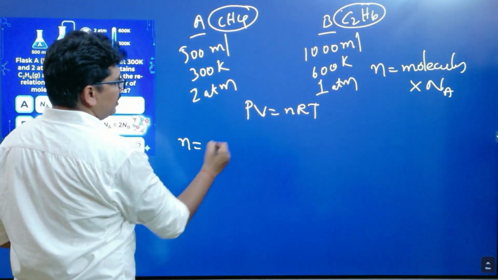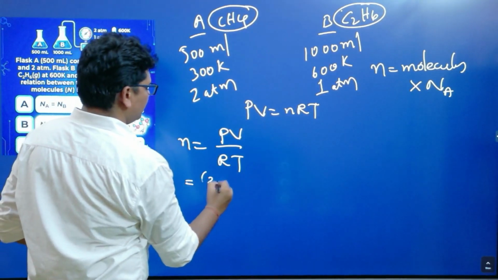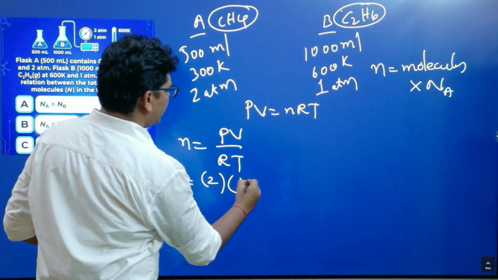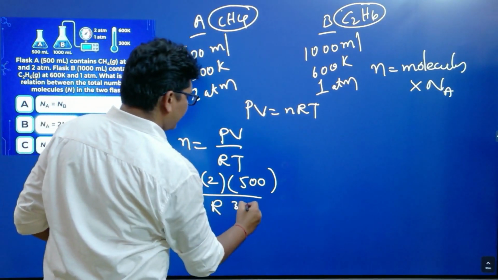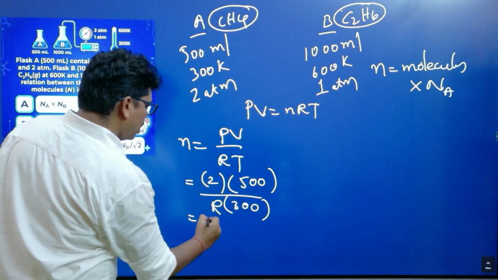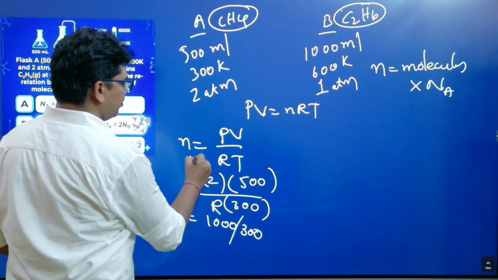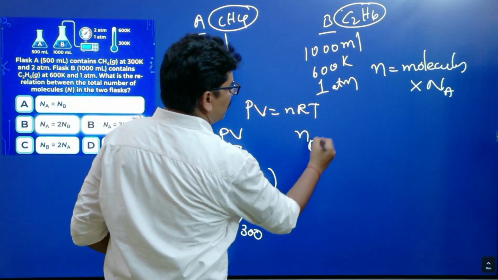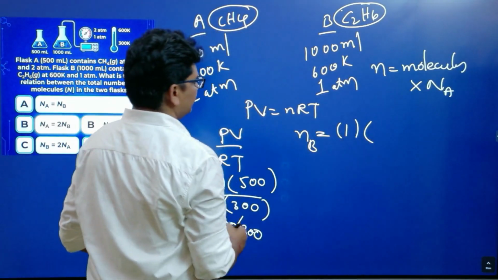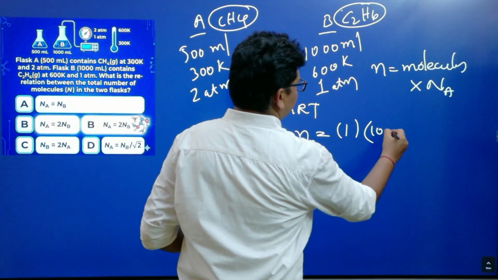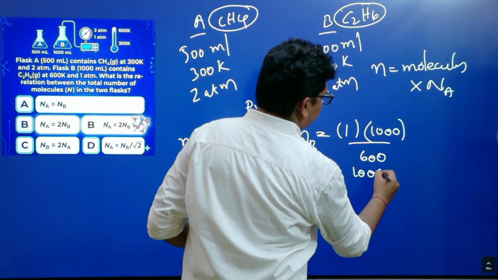To find the number of moles, n is equal to PV by RT. What is the pressure here? 2 atmospheres. Volume is how much? 500 ml. And R is the gas constant. Temperature is 300 kelvins. So this is 1000 by 300. This is the number of moles of A. Now let us find the number of moles of B. PV by RT. Pressure is 1 atmosphere. Volume is 1000 ml. And temperature is 600 kelvins. So this is 1000 by 600.